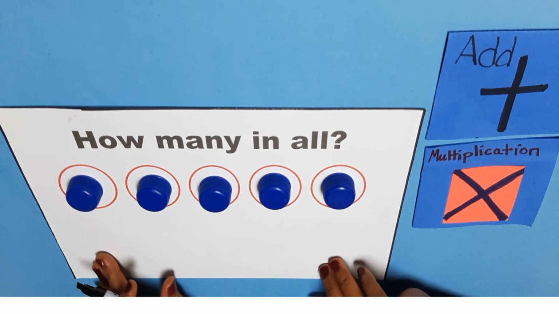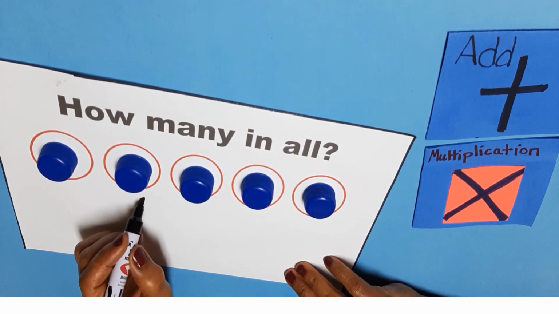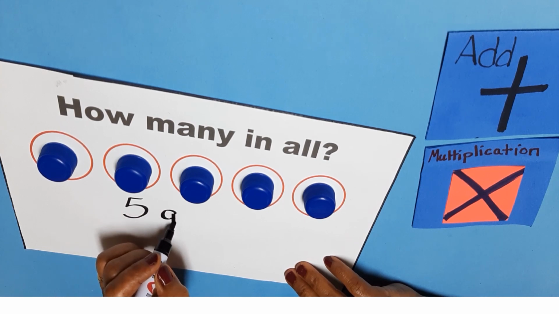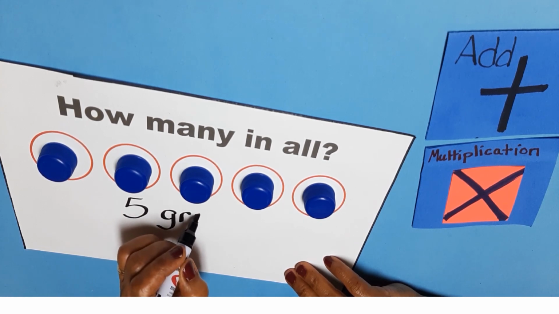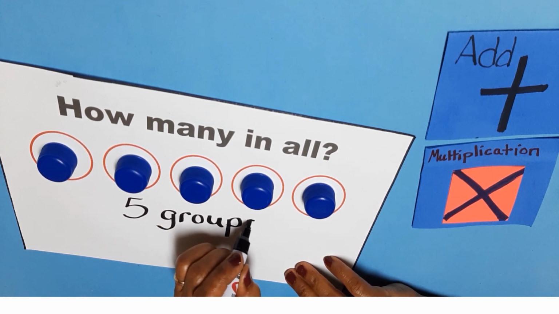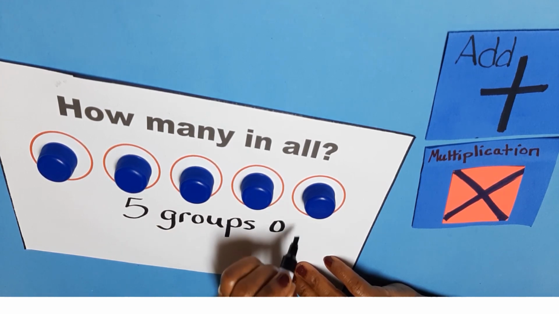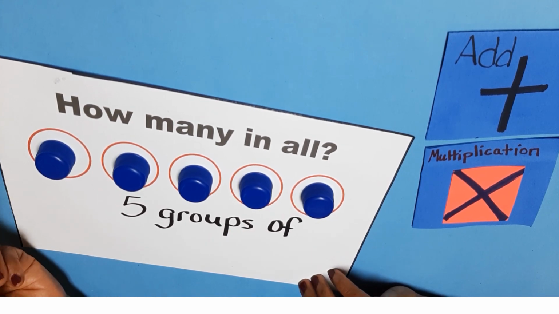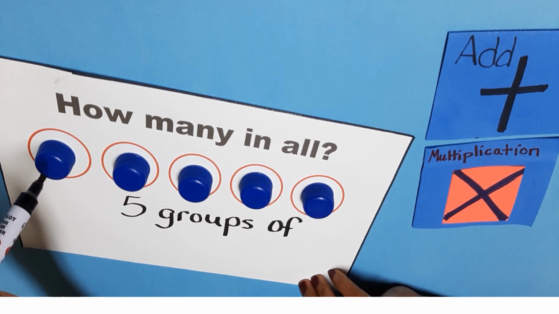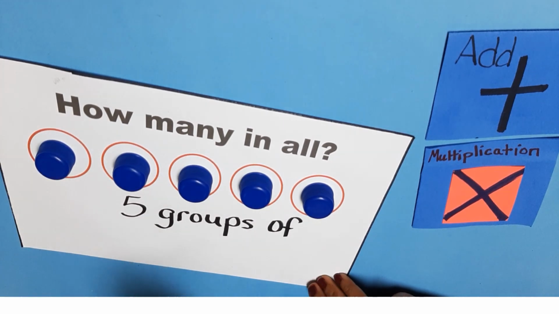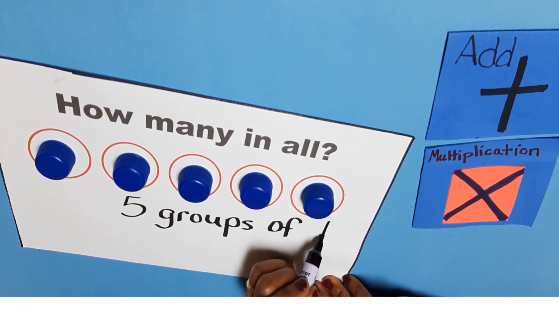So what we're going to put here, we will write 5 groups of, how much do we have in each group? Let's look at it. We have 1, 1, 1, 1, 1. So it's 5 groups of 1.